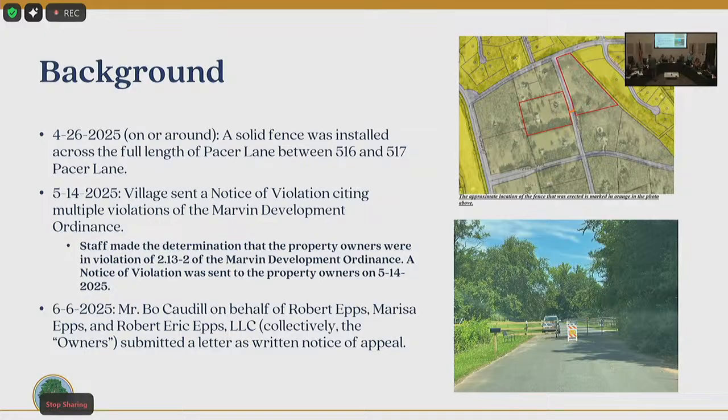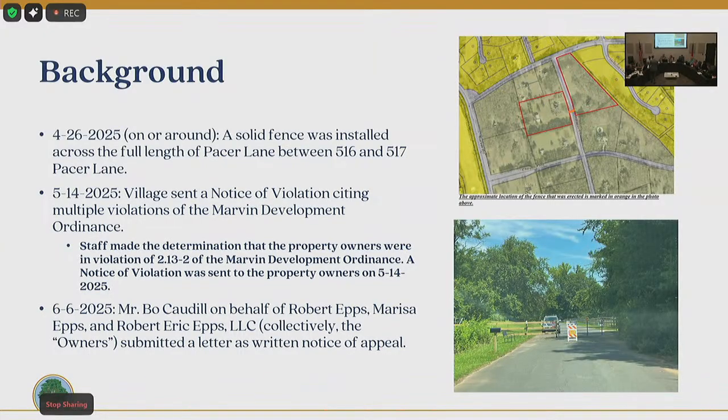Then A2 is an email that was produced by the Village of Marvin in which Christina Amos told a village resident that Pacer Lane is a private road. Do you see that? I do. I move to admit A2. Any objection to that? No.